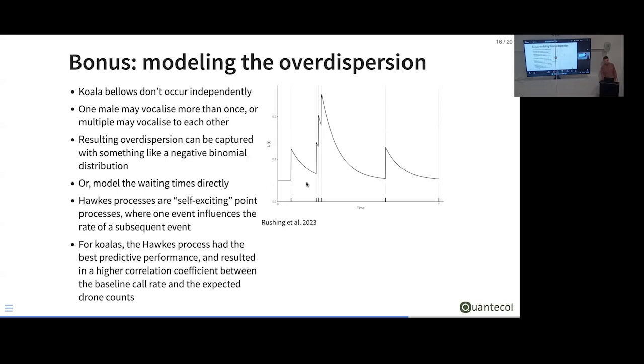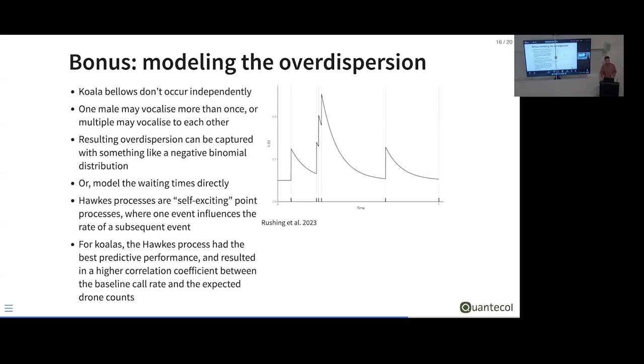The idea is you have this baseline call rate where it starts. And the way the model works, the moment you have a detection, the call rate peaks by some amount, which is a parameter to be estimated, after which it declines again. So if you have one call, the call rate goes up, it drops down slowly, and then you have another call and another call. So it's this sort of self-exciting process that increases the underlying call rate, which then declines back to baseline.